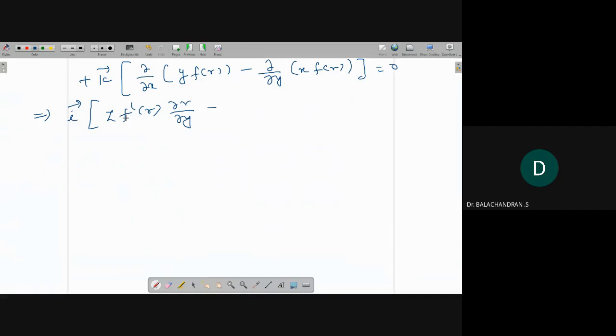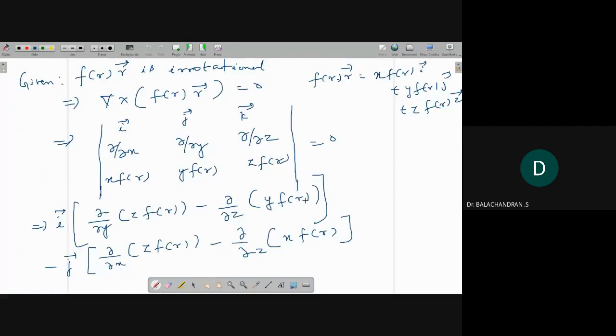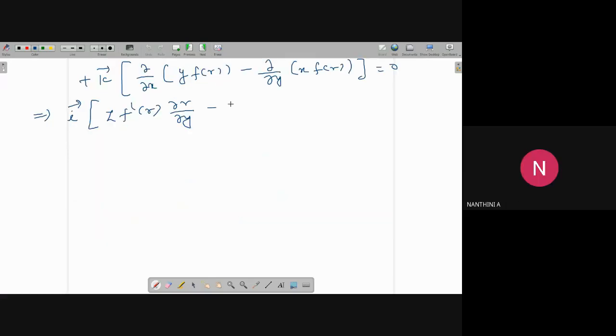I vector into, I wrote the first one. So similarly, you should differentiate this one with respect to z. Can you tell how I will write here? Minus j Y into minus y, x y, f dash of r.